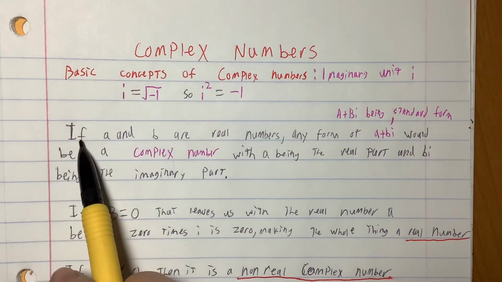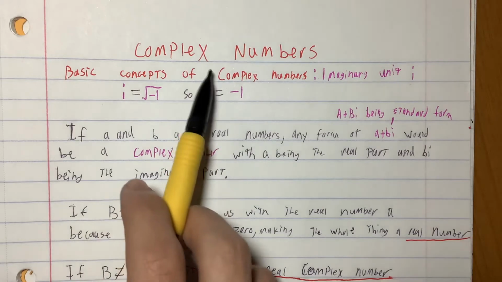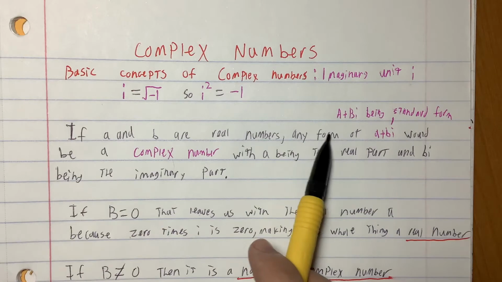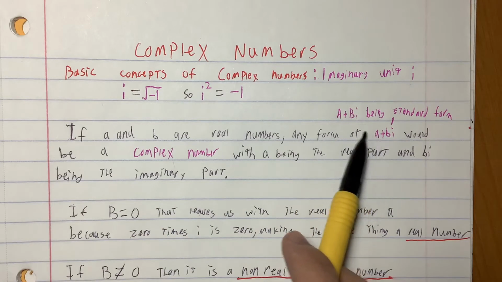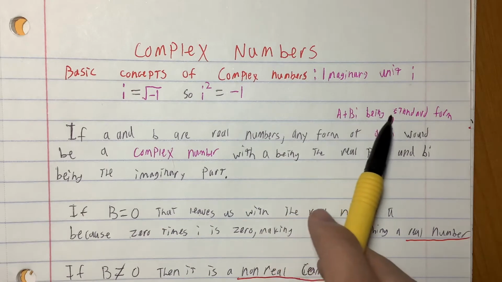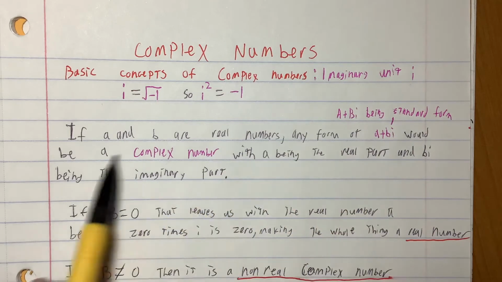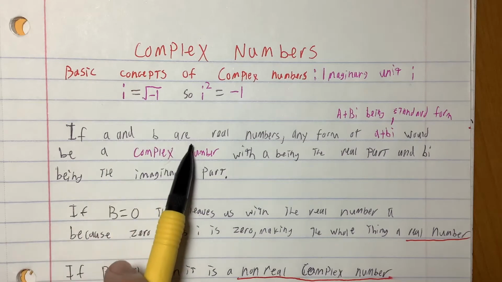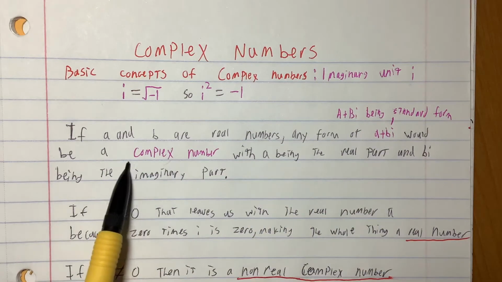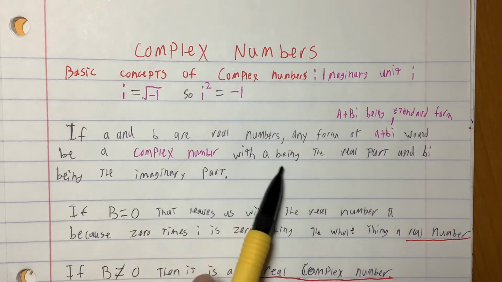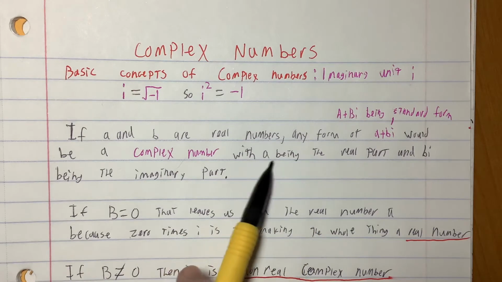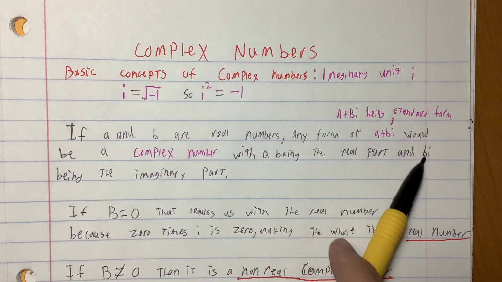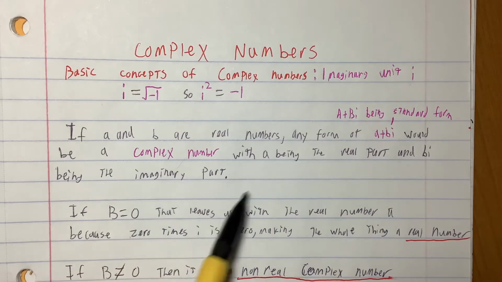Okay, so with these complex numbers, if a and b are real numbers, any number of the form a plus bi, with a plus bi being the standard form, would be a complex number. So if a and b are real numbers and it has i in it, it'll be a complex number. And a, in this case, will be a real number, and bi would be the imaginary part.